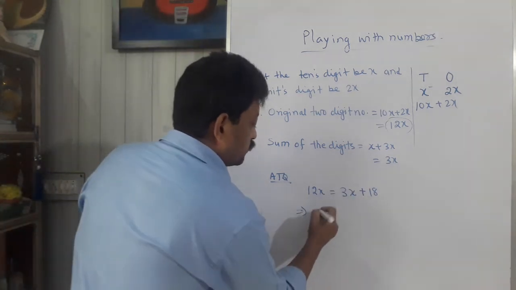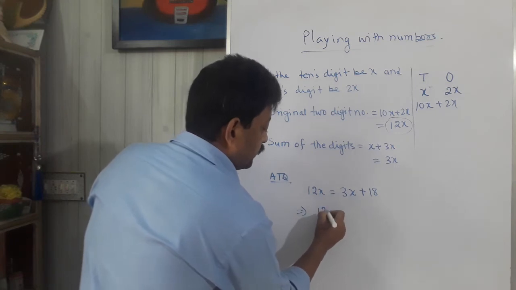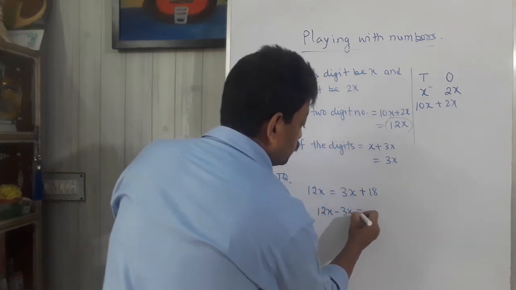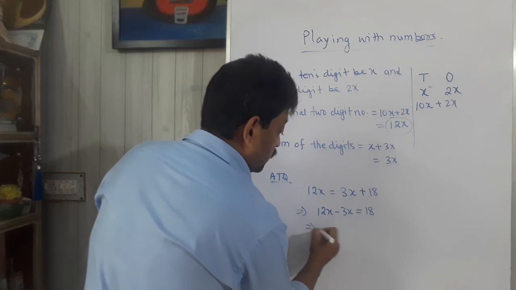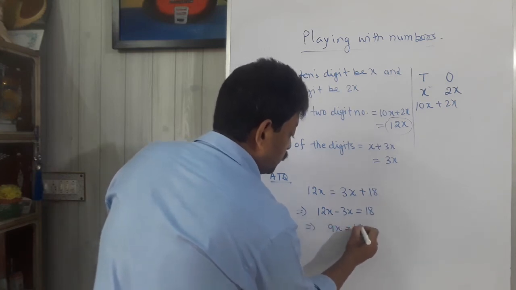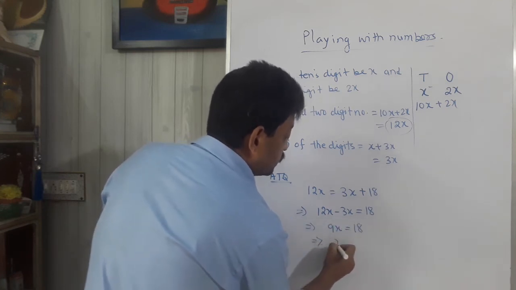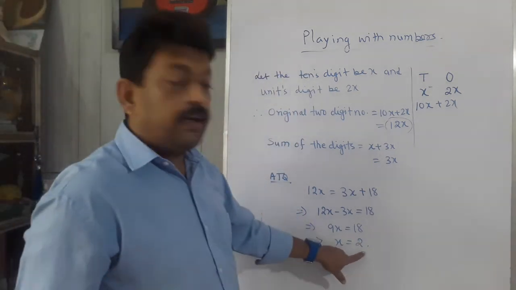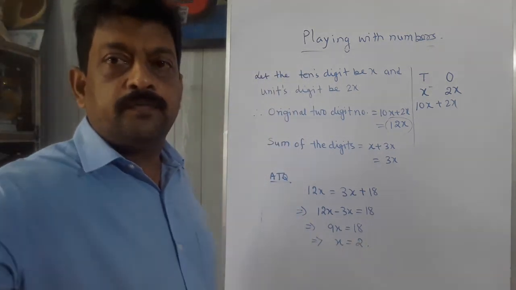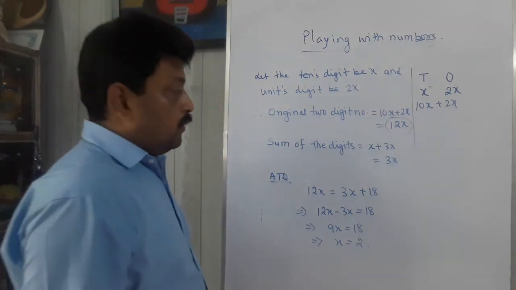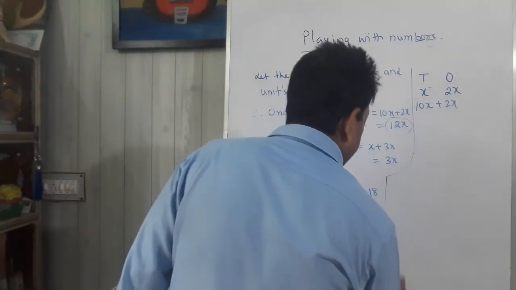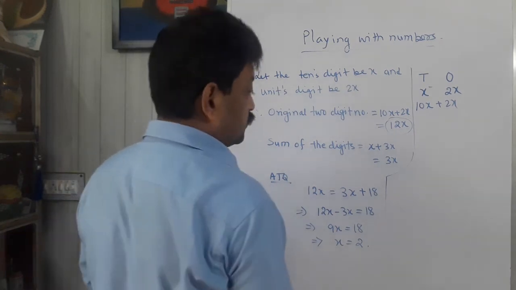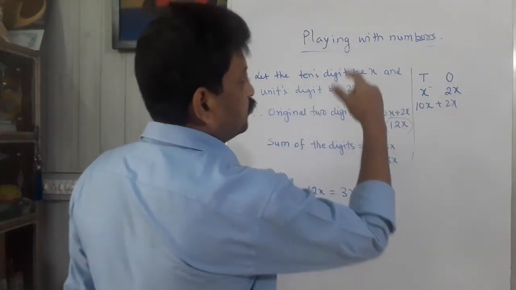Now this 3x will come to this side. So 12x minus 3x equals 18, or we can say 9x equals 18. Therefore x equals 2. So we have got the value of x as 2. Now we have to find the answer. The question was we have to find the two-digit number.